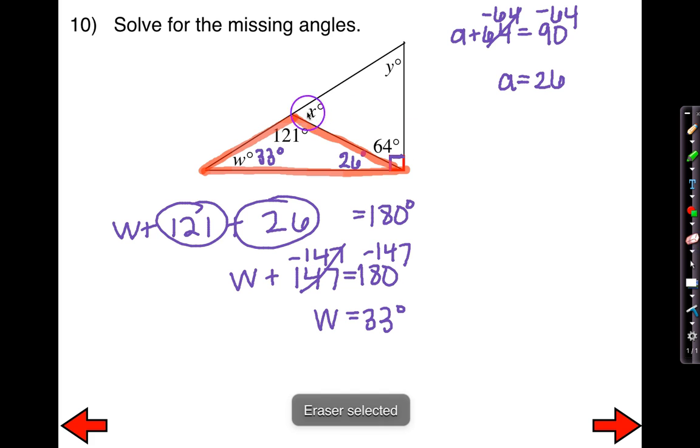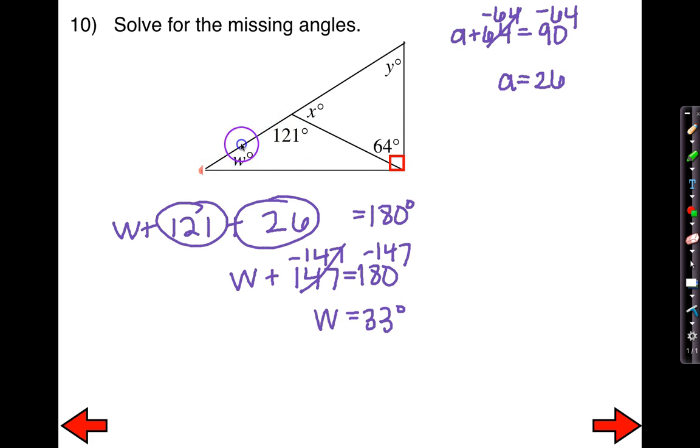So now what I can do is, let's clean this up again. So this is 33 and this is 26. Okay, now in order to figure out some more, I'm going to look at different triangles. Now I'm going to look at this triangle right here, this big one.